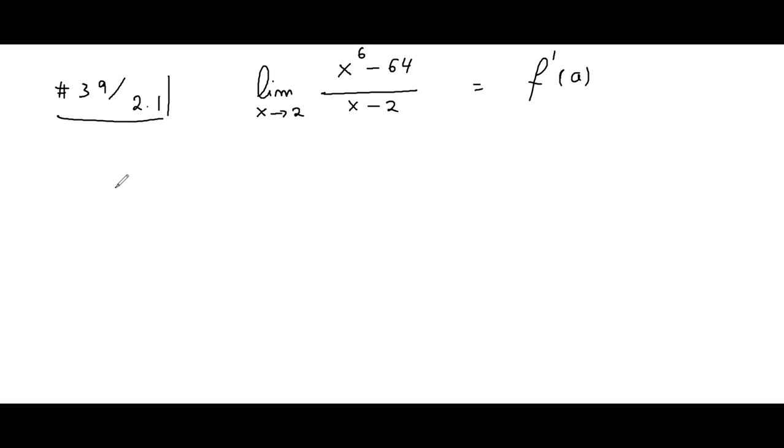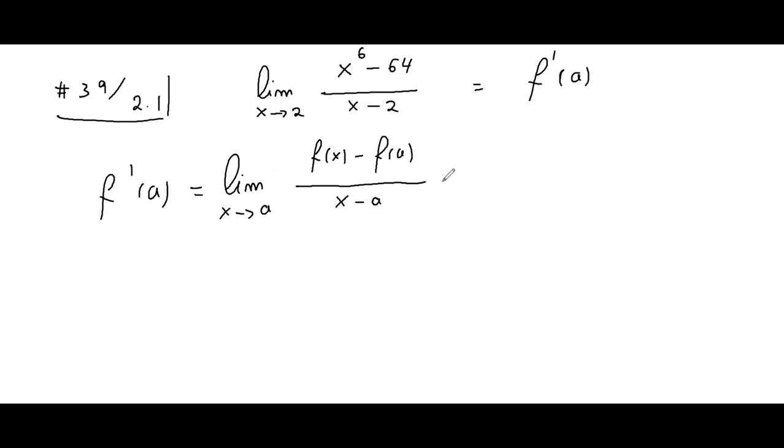So in this case, remember that f prime of a is the one I want. f prime of a is going to be the limit as x approaches a of f of x minus f of a divided by x minus a, and that is going to be equal to the limit as x approaches 2 of x to the 6th minus 64 divided by x minus 2.